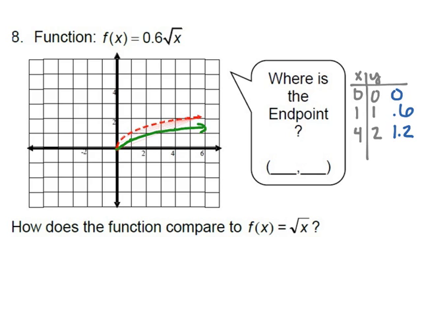Notice how we've taken that parent function and we've compressed it. It's kind of like somebody coming over and stepping on that thing and squashing it down. Alright, so here we have a vertical compress. Sometimes you may also hear that referred to as a vertical shrink. Same thing. Notice the endpoint is still at 0, 0.